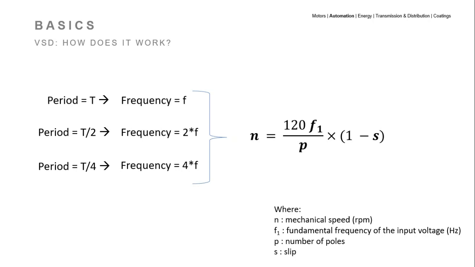The other two factors that could be varied to control the motor speed are the motor slip, represented by S, and the number of poles, represented by P. However, they bring several disadvantages instead of varying the motor's input frequency.